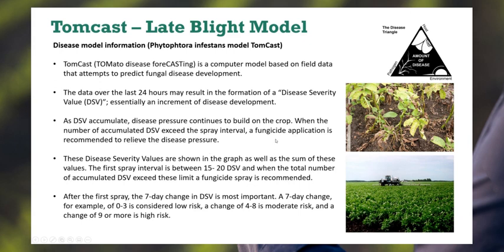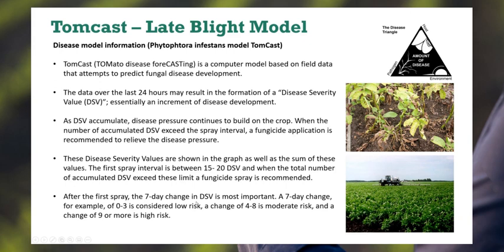And this, of course, depends on whether it's a contact or systemic product, which will change the period of efficacy as well. These disease severity values are shown in a graph, as well as the sum for the period of time. The first interval, depending upon location, can vary between 15 to 20 DSV points. When they exceed that, that's when the first spray is recommended in an area.